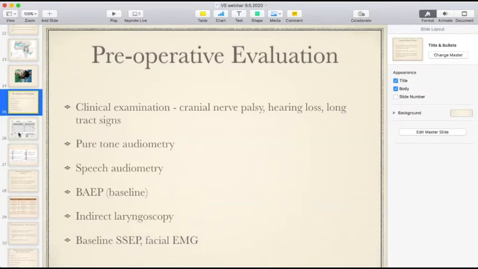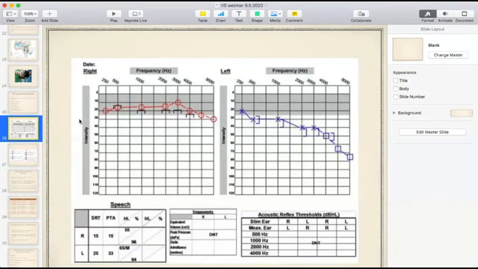surgery. This is an example of a typical audiogram of a patient with vestibular schwannoma: high frequency hearing loss and no air-bone gap. These are the two things that we need to look for in sensorineural hearing loss: high frequency hearing loss and no air-bone gap. And in speech audiometry, there is a selective loss of speech, an increase in the speech reception threshold compared to that on the normal side.